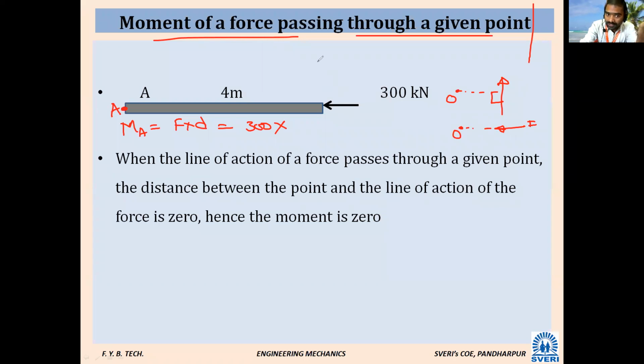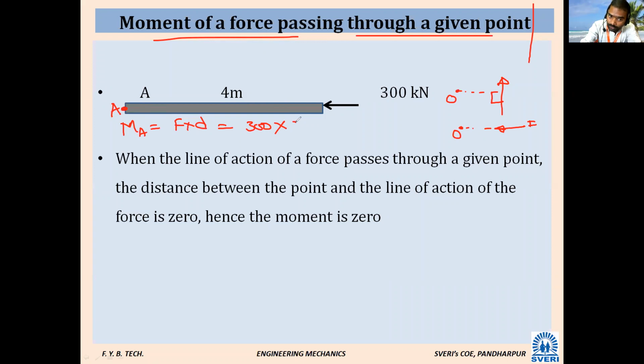In case the object is like this and the force is acting here, 2 meters from this point, with a 300 kilonewton force, then the perpendicular distance about this point is 2 meters. But in this case, he has given the same point. The line of action of the force is passing through the moment center. Is it clear, everyone?